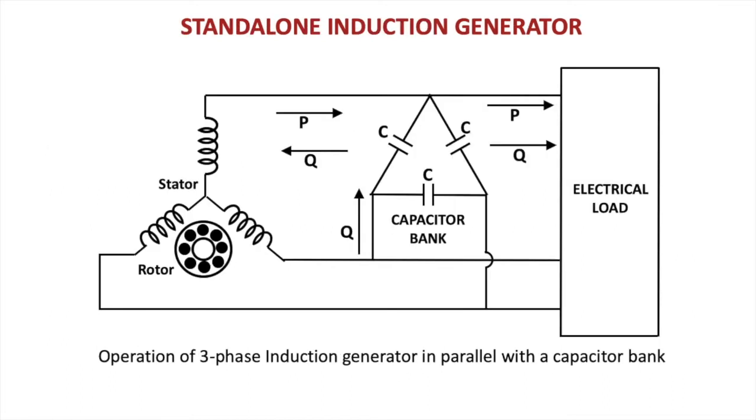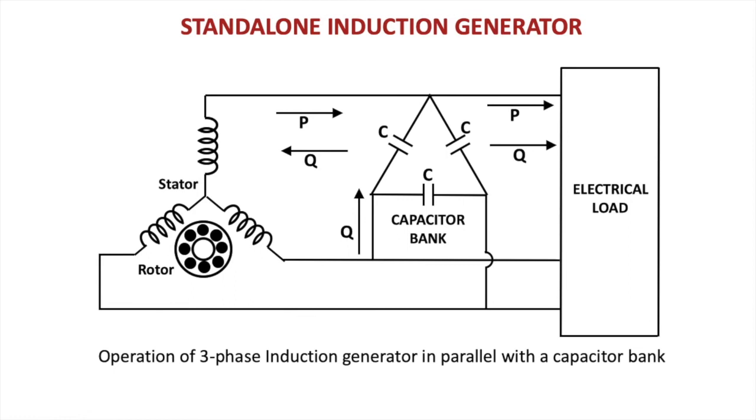Now the standalone induction generator needs a capacitor bank. So over here we have shown the stator and we have shown the capacitive power. The capacitor power is actually feeding the magnetizing current, so the reactive power is drawn by the induction generator. But beyond the capacitor connection, we have shown the reactive power being fed, meaning if reactive power is required by the electrical load, that will be supplied by the capacitor bank itself.